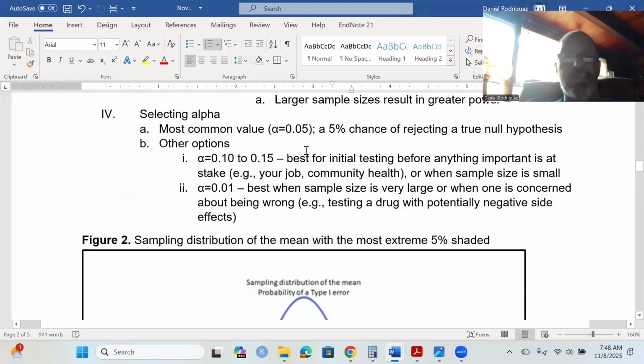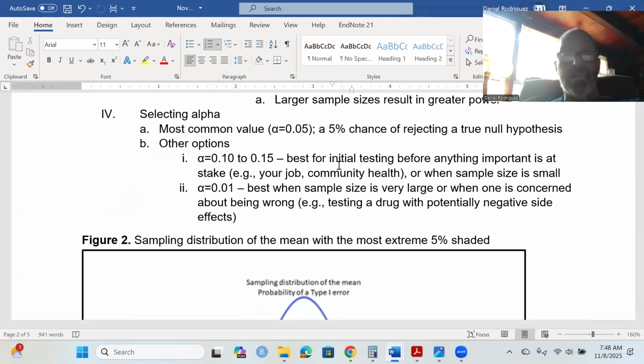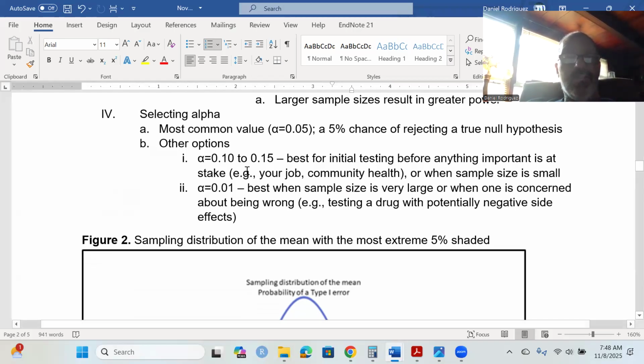It's pretty common that people use 0.05, or a 5% chance of falsely rejecting the null hypothesis, falsely rejecting a true null hypothesis. However, it's not mandatory. People act like it's mandatory. Other options include 0.10 to even up to 0.15.